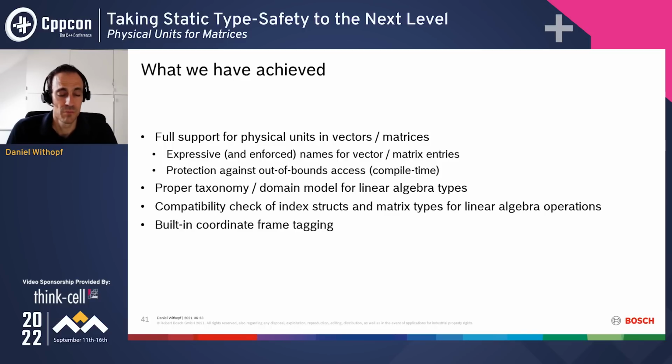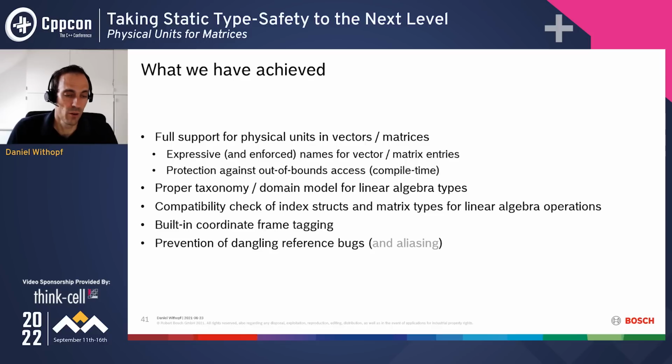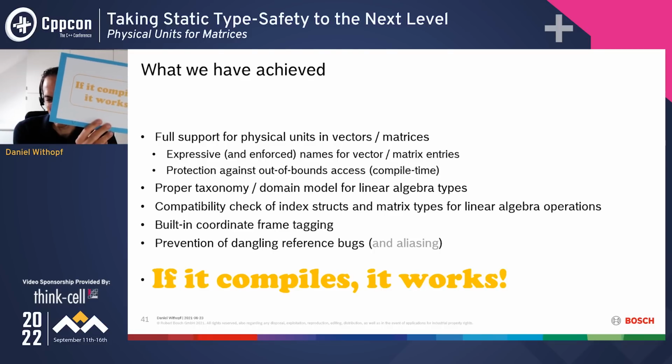Furthermore, we have also achieved built-in coordinate frame tagging. That was the part that I had to skip over a little bit in the end, the transformations, but I think you got the drill. And we are also able to prevent dangling reference bugs. And what I am also able to prevent is aliasing, which didn't fit in today's talk. If you want to know details here, you can check my talk from CppNow this year, 2022, where I explained all the checks that I implemented. And to conclude my talk, last but not least, I think all of that is a really nice example of that slogan from the beginning: if it compiles, it works.